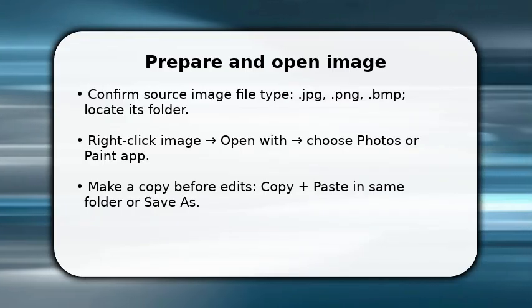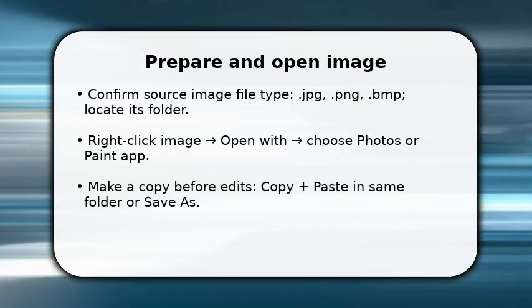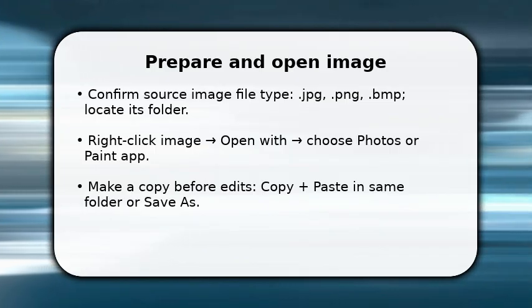You start by locating the exact image file and confirming its type so the system handles it correctly. Open it now with a simple viewer like Photos or a lightweight editor such as Paint. This gives you immediate editing controls. Once opened, make a duplicate using Save As or copy-paste into the same folder to preserve the original.